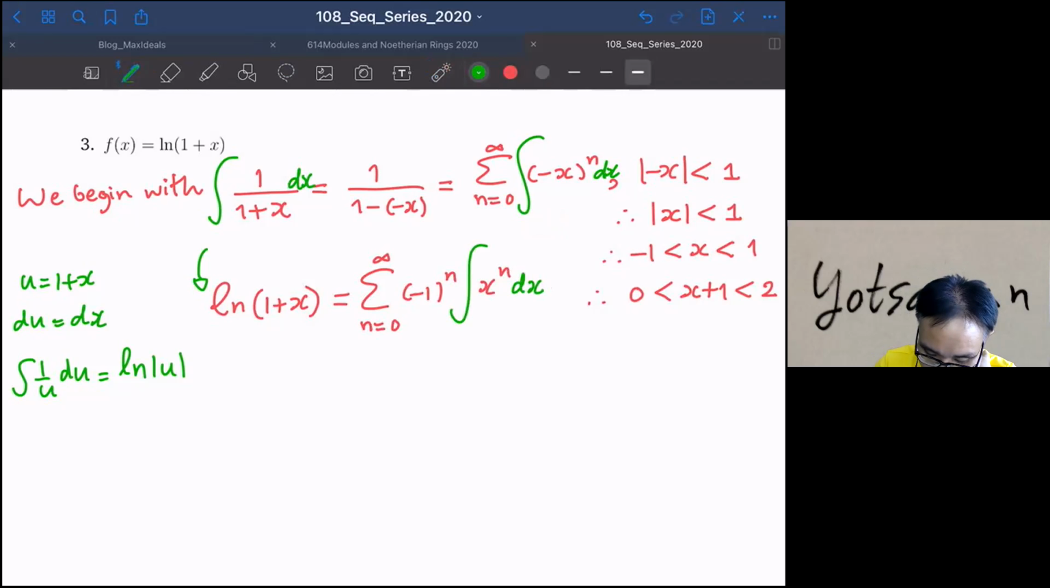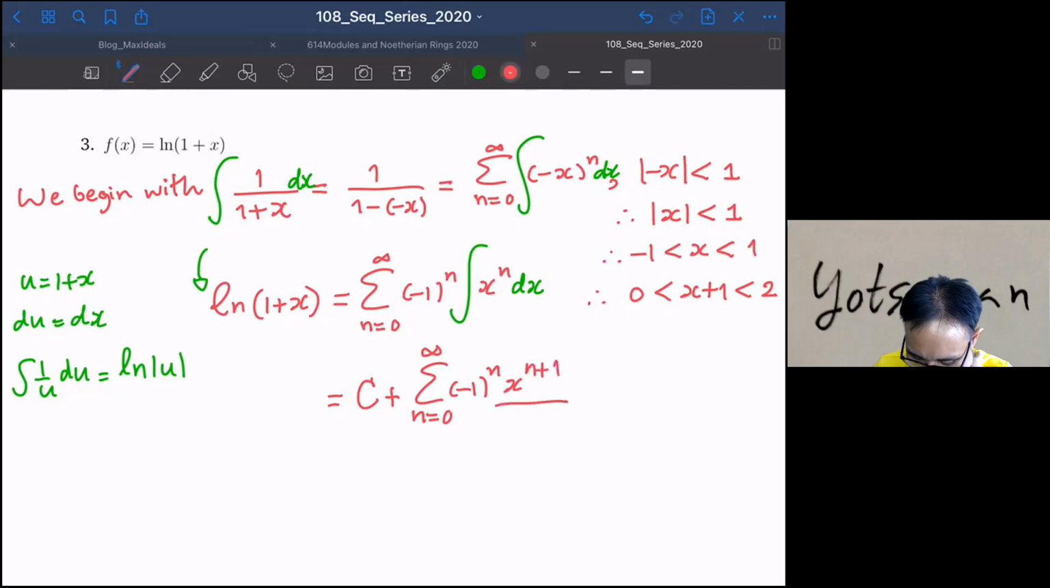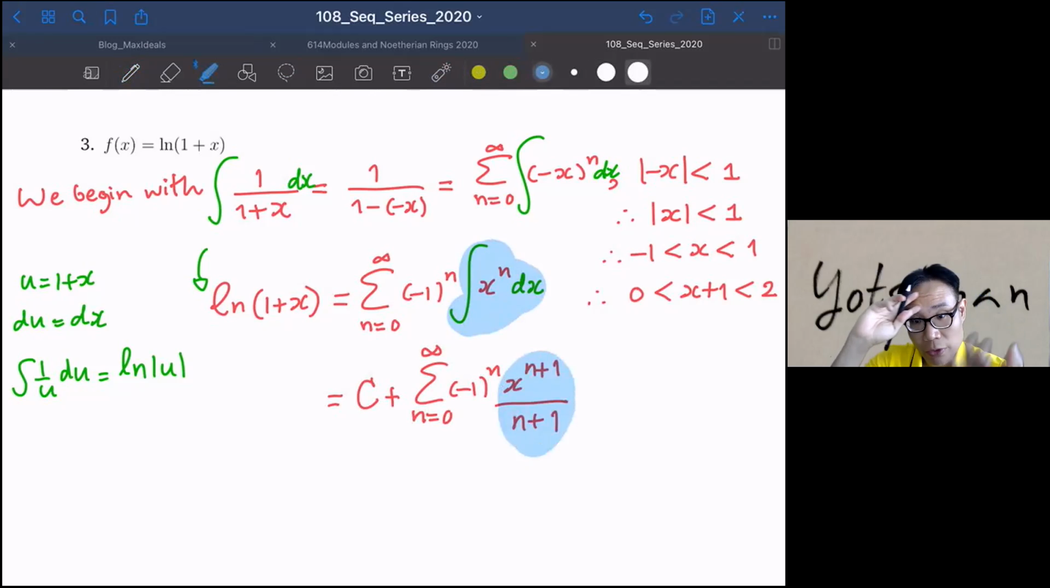And you see that this integral becomes c plus series n equal to 0 to infinity, negative 1 to the n, and you have x to the n plus 1 over n plus 1. So this is the blue guy, this integral. This integral turned out to be x to the n plus 1 over n plus 1, and you have log of absolute value 1 plus x on the other side.